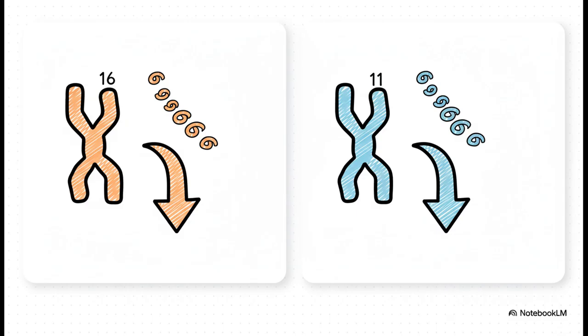You've got alpha thalassemia, where you're not making enough alpha chains, and the genetic defect for that is on chromosome 16. And then you have beta thalassemia, where, you guessed it, you're not making enough beta chains, and that defect is over on chromosome 11. Let's break down each one of these.